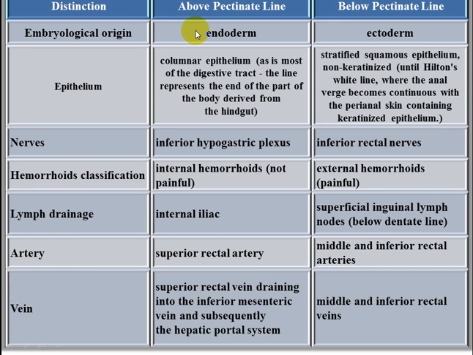This is the distinction between the upper and the lower half of the anal canal through the pectinate line. Embryologically, above it originates from the endoderm, the lower from the ectoderm. Regarding epithelial surface, above the pectinate line is columnar epithelium, while below is stratified squamous epithelium, keratinized and non-keratinized. Regarding nerve supply, above is from the inferior hypogastric plexus, while below is from the inferior rectal nerves.